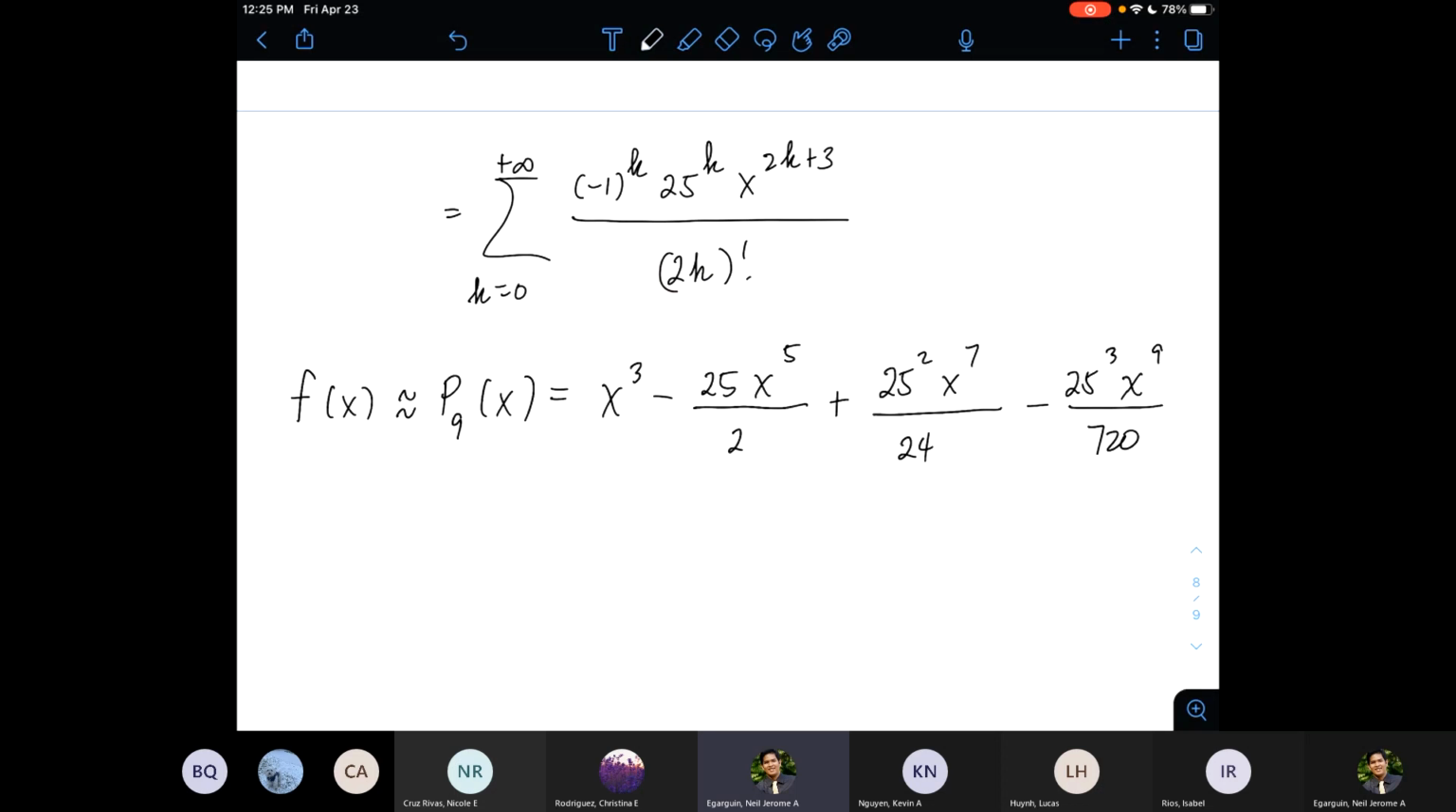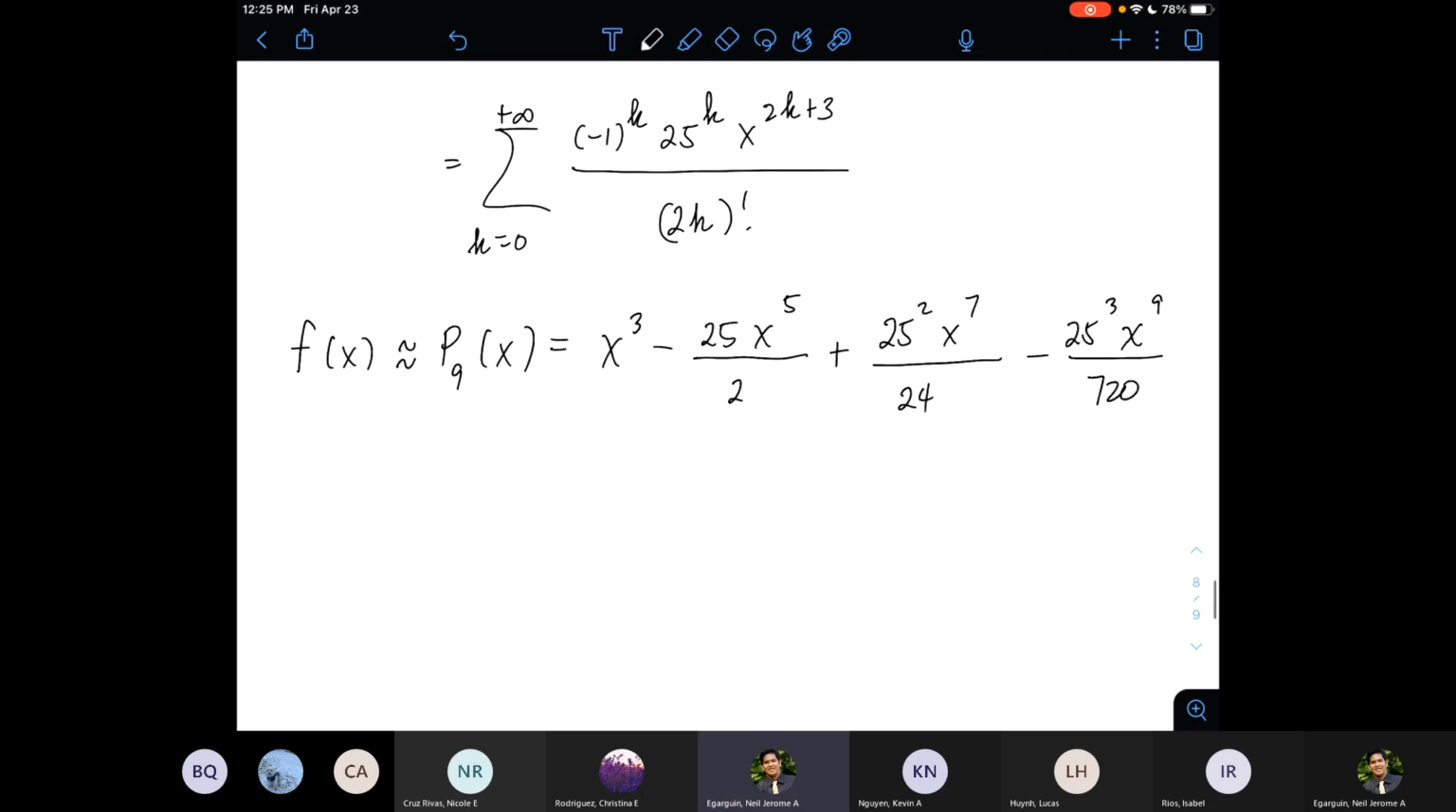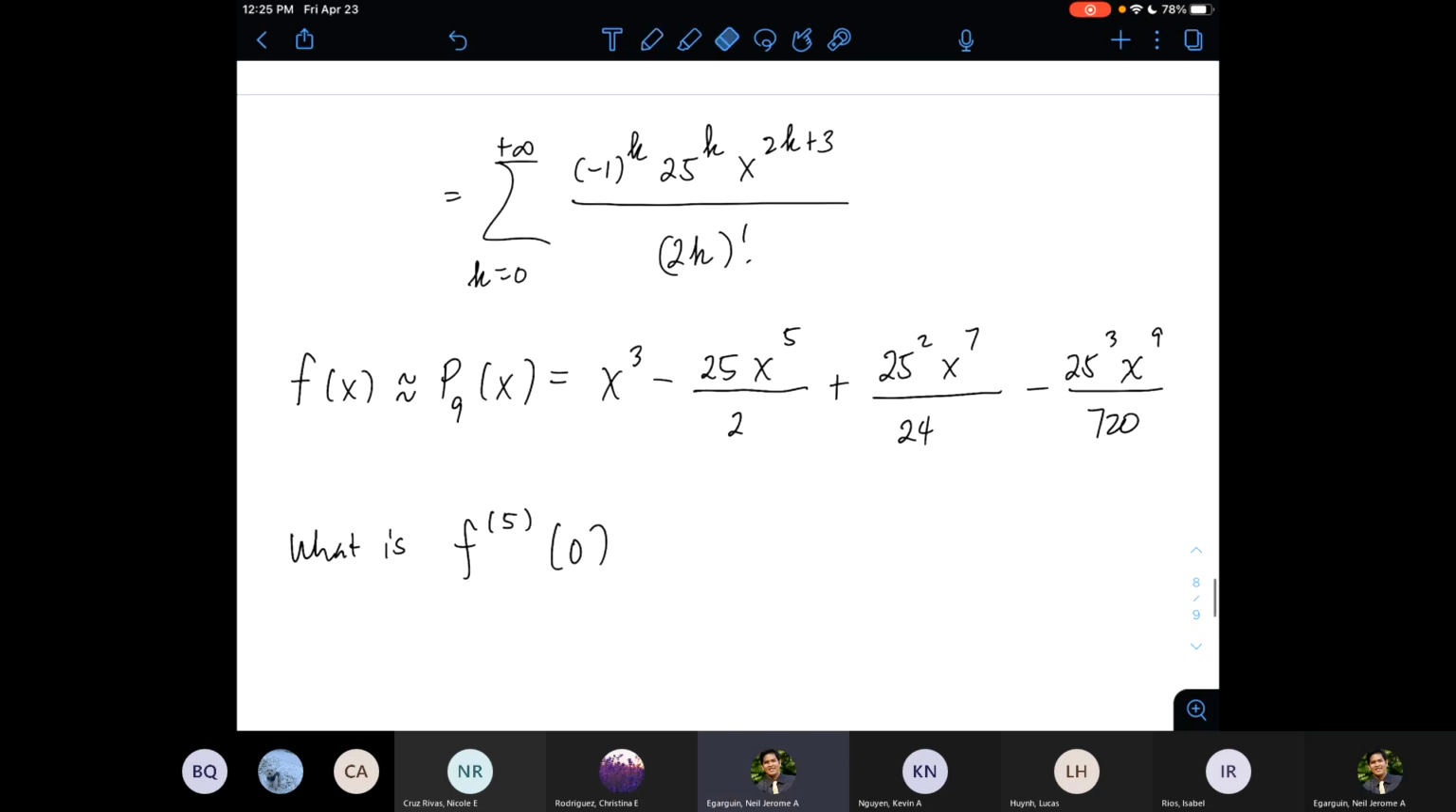Okay, and then let's follow up. Let's do the follow-up question. The follow-up question is, what is f upper 5 evaluated at 0? Oh, sorry. Yeah, just that. f upper 5 at 0.